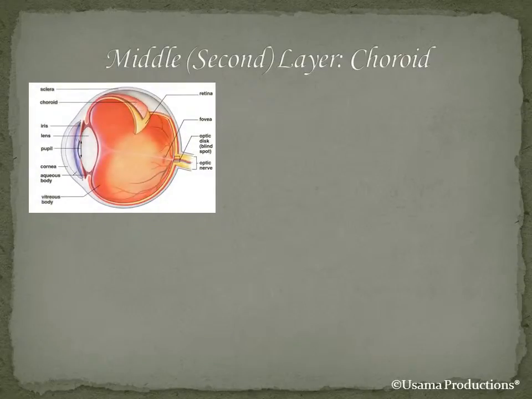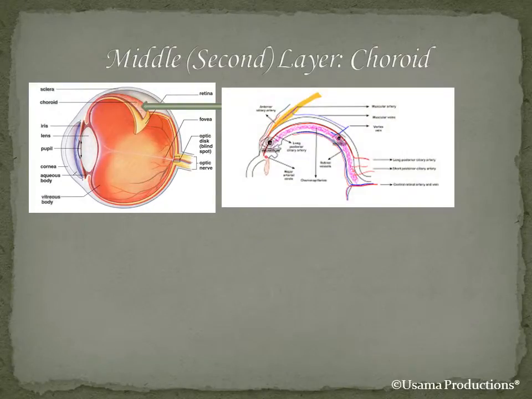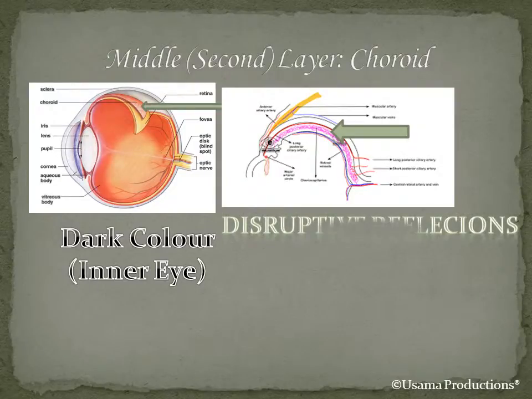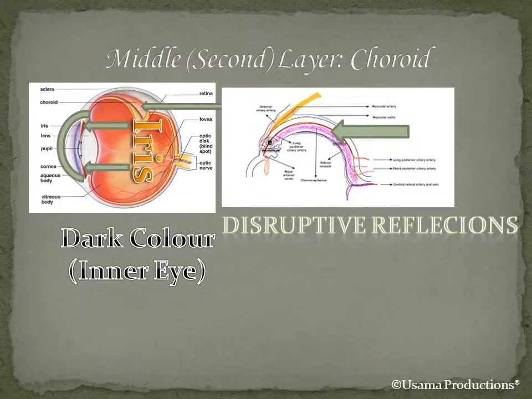Now, we shall study the middle layer of eye. The middle layer is called choroid. It contains blood vessels and gives inner eye a dark color. The dark color prevents the disruptive reflections within eye. Behind cornea, choroid bends to form a muscular ring called iris. There is round hole, called pupil, in the center of iris.